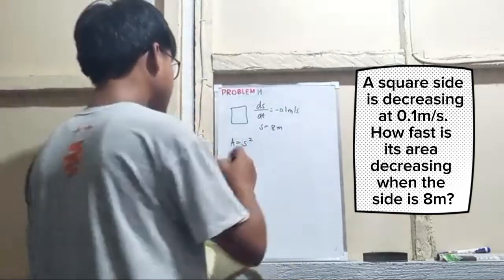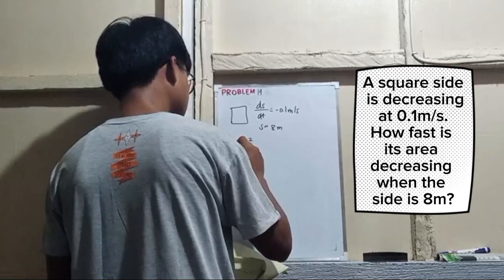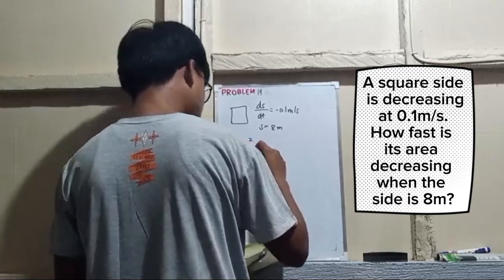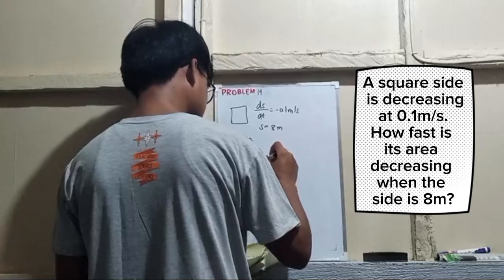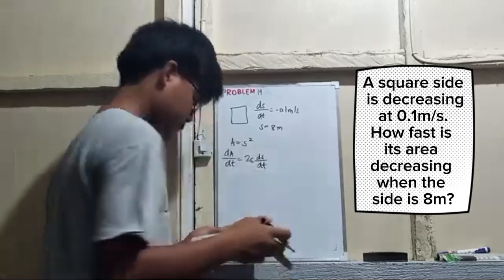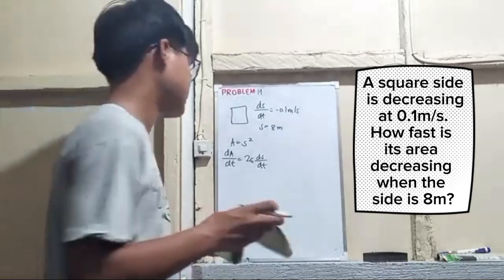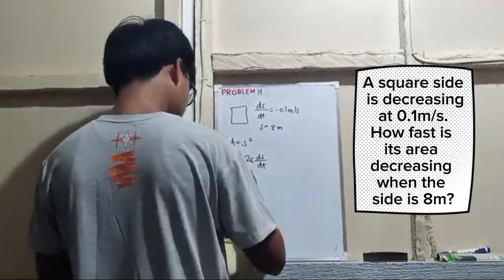So now we'll differentiate the formula. So we'll get dA/dt is equal to 2s ds/dt. And now we will substitute the given into the formula.